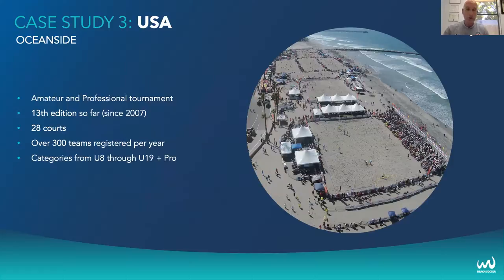Also, we have another tournament that is like the brother of this tournament. It's a smaller version, but it's very big too. It's called the Oceanside Tournament, the Pro-Am Tournament in Oceanside. This is an amazing tournament that Frank does over there, and it used to be Gino as well. They set up two stadiums and they also have a pro division. And like you can see there, 28 courts, 300 teams, and all the divisions, U8, U9, all the way to U19, high school. It's a pretty, pretty amazing environment.